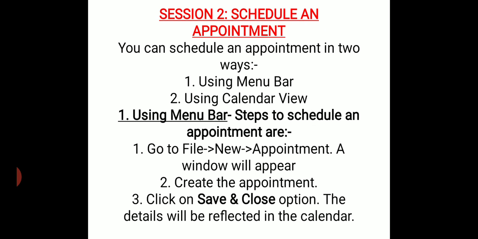The next is session 2, scheduling an appointment. How will we schedule an appointment? It is given in this page. As you can see, first we have to go to the menu bar using the calendar view. Steps to schedule an appointment are: go to File, New option, Appointment option. A window will appear. Then create the appointment and click the Save and Close option. The details will be reflected in the calendar.